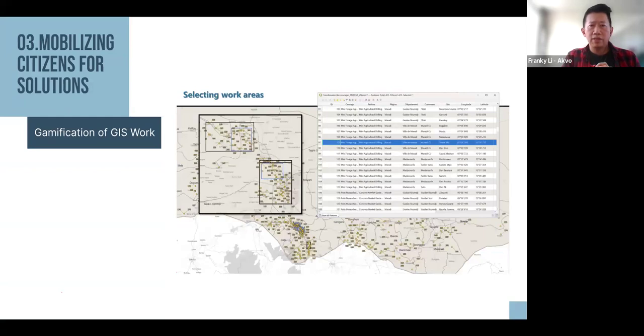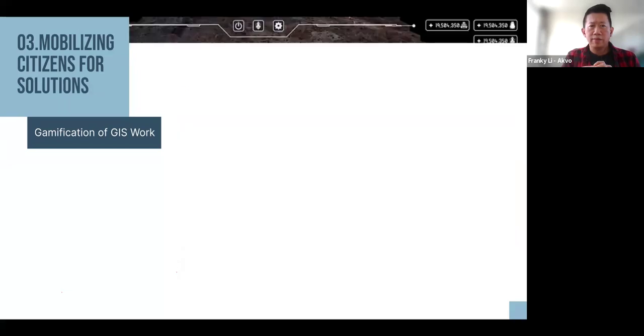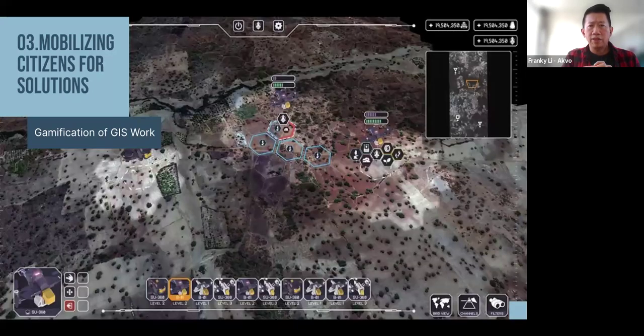So here you can see a little bit of the process of putting together the background for the game, setting it up, identifying the areas, loading up some of the background data. Next slide. And then here you see a visual of the actual game itself. It's kind of like the World of Warcraft type of feel to it, as you can see. Next one.